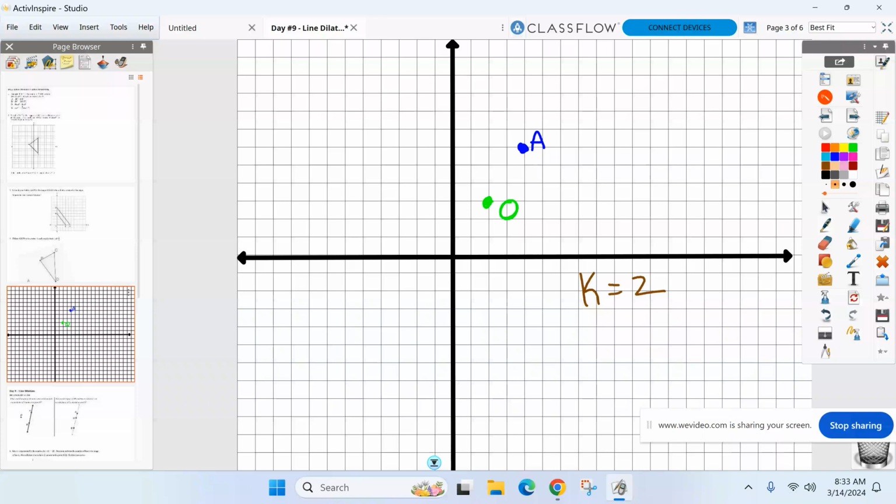Do we know what we're doing yet? Scale factor of 2, centered at O. Where's A prime going to move? Hopefully you're not putting A prime on the other side of O. It's got to stay on the same side. A and A prime should be on the same side of O. Find what that coordinate is, so you can tell me if your number gets called. Tell me what A prime is going to be.